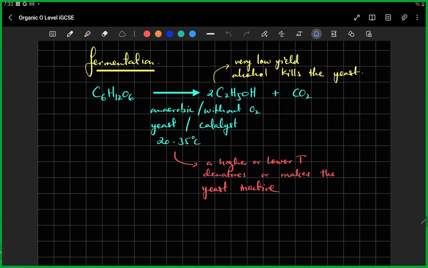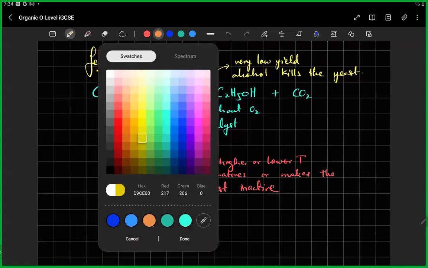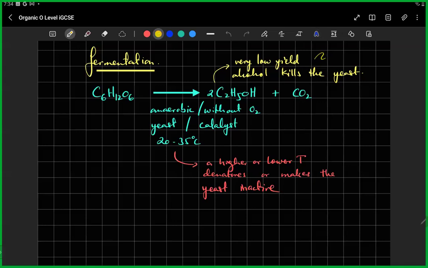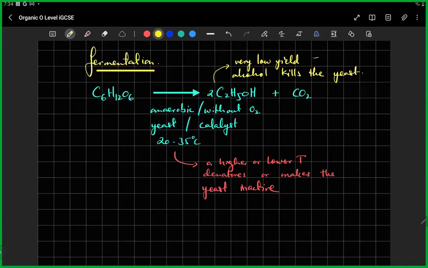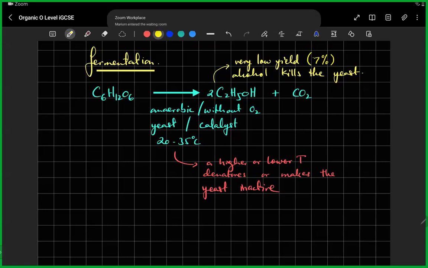And I also told you that the yield is very low. It's around 7%. Okay, extremely low yield, and as soon as the alcohol gets produced, it kills the yeast. So we did all of this, plus a few more things.